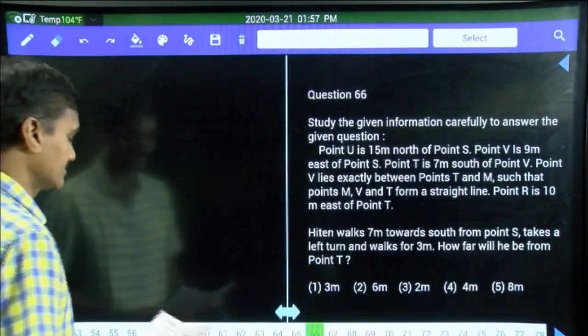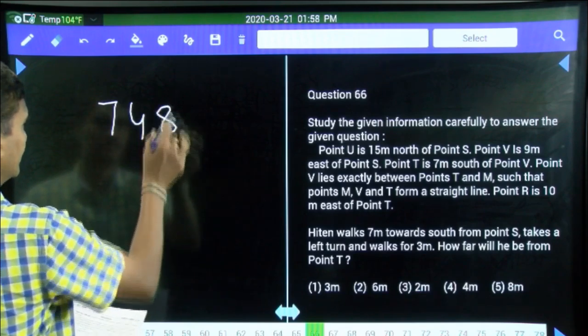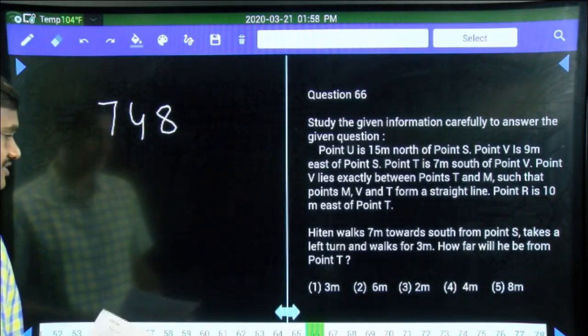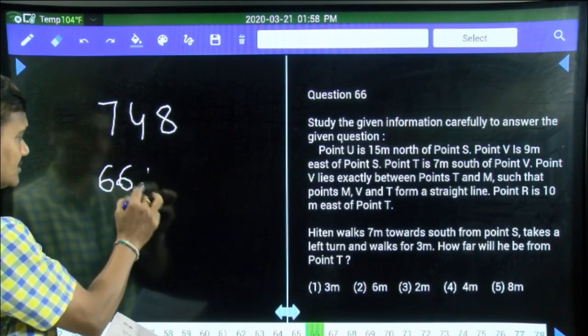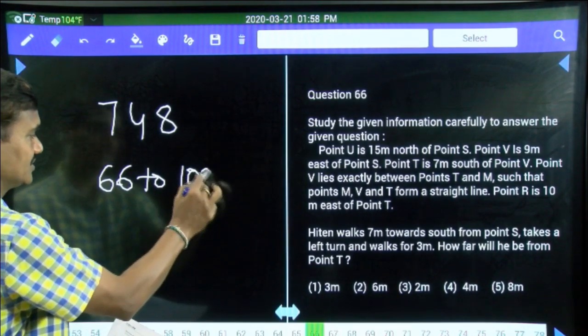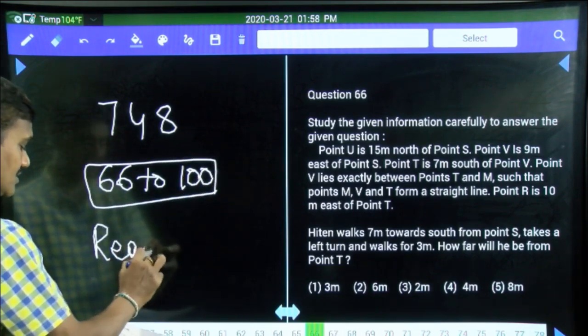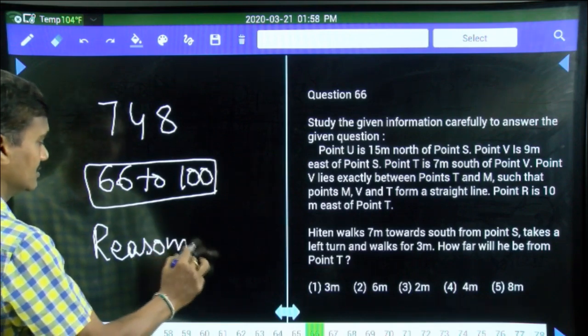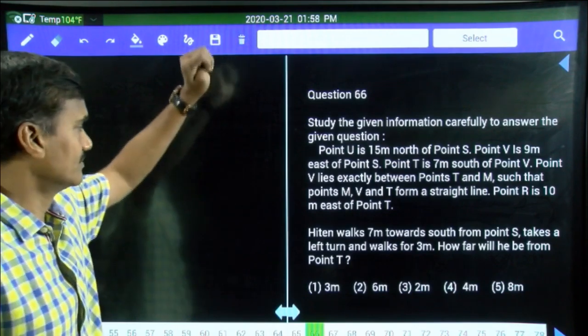Good afternoon, students. Paper number 748. In this paper, questions 66 to 100, these 35 questions come under the reasoning section. Now we are going to deal with this reasoning section. Are you ready?